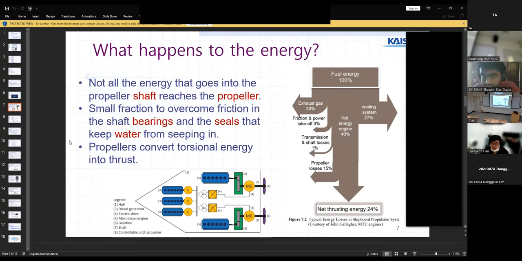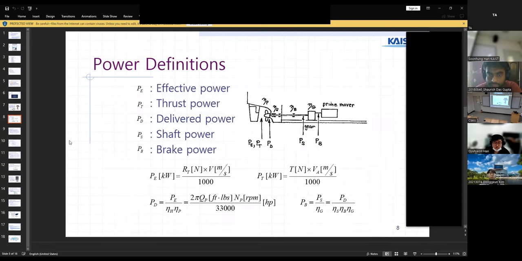So as you can see on the diagram on the right, from fuel energy, which is 100% energy that is given in the engine, 30% is lost to exhaust gases, 27% is used in cooling systems, 3% is lost in friction and power takeoff, 1% is lost in the transmission and shaft, 15% is lost in the propeller, and the net thrusting energy that is left after all the losses is approximately 25%.